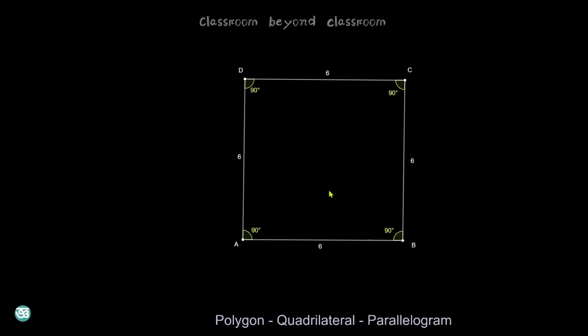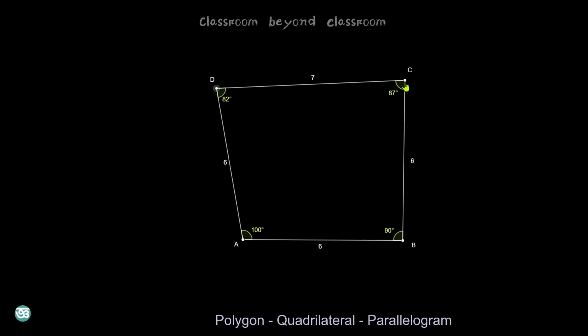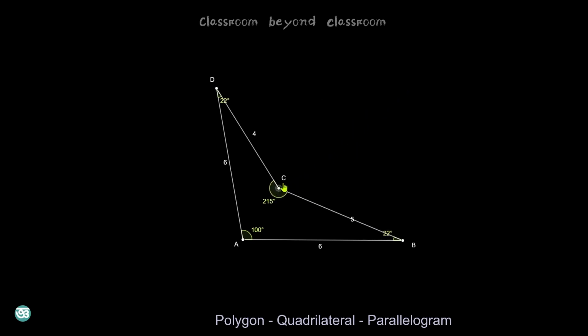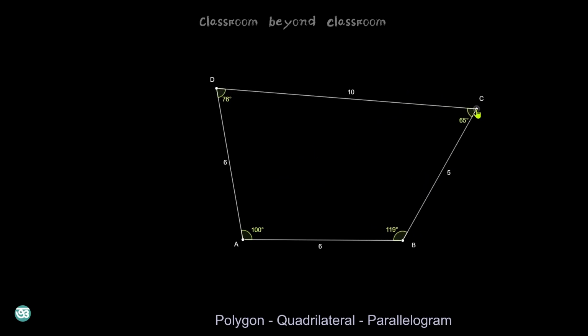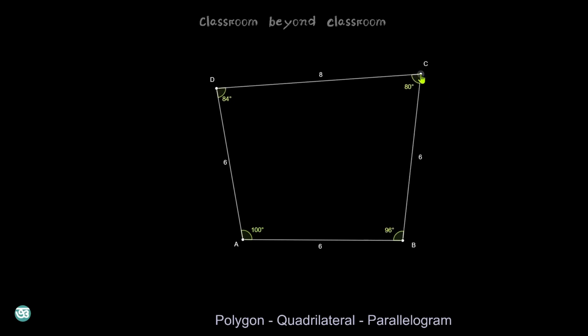All rectangles are quadrilaterals, but all quadrilaterals are not rectangles. Similarly, all squares are rectangles, but all rectangles are not squares. So in the next video, we will discuss some of the properties and theorems of parallelograms, and also in the subsequent videos we will discuss rectangles and rhombus, etc.